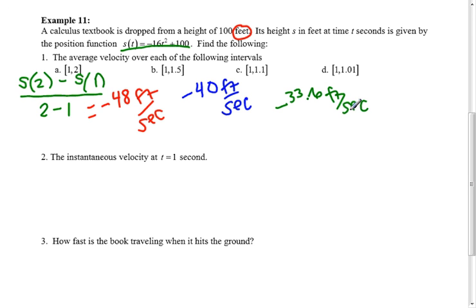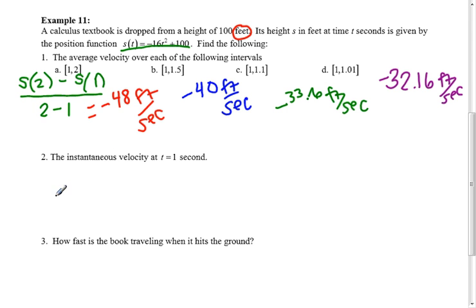Okay, and if I continue here, the last one, the average velocity should be about negative 32.16 feet per second. Okay, so as we get closer and closer here to 1, it looks like it's approaching a certain number. It looks like as we get closer and closer to 1, the slope of the secant line is approaching negative 32. Okay, that's what we're guessing.